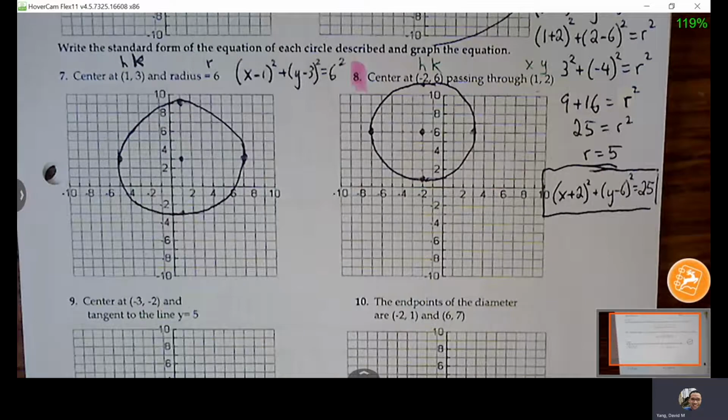Okay, number 9, center at -3, -2, and tangent to the line y = 5. So you know that your circle is going to skim the surface of that horizontal line, and that's going to help you gain an idea as to what the radius could be.